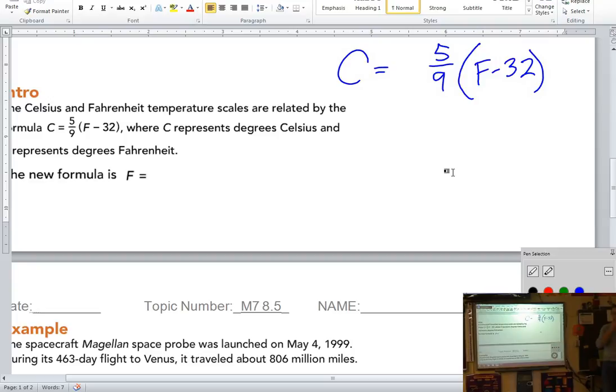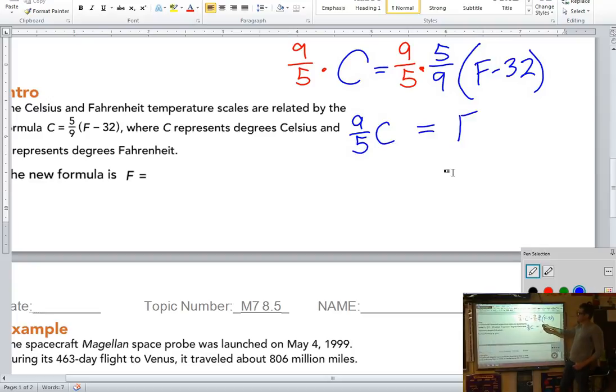Didn't you cancel it out? How? I agree. We want to cancel it out. What you would do is multiply by the reciprocal. So on both sides, we are going to multiply by 9/5. That will delete my 5/9, but I over here also have to multiply by 9/5. We'll now get 9/5 C on the left-hand side equals just F minus 32.